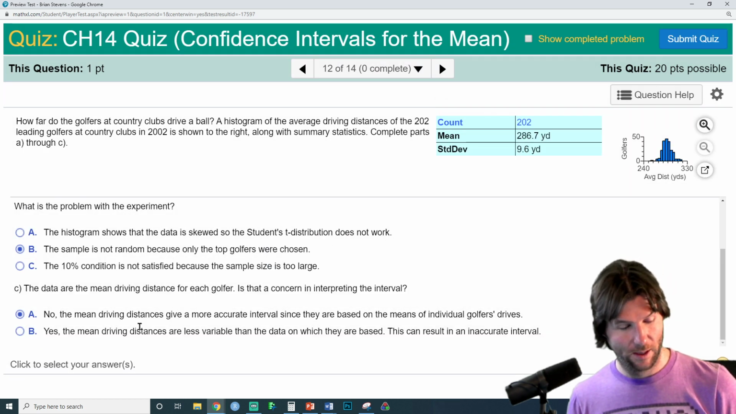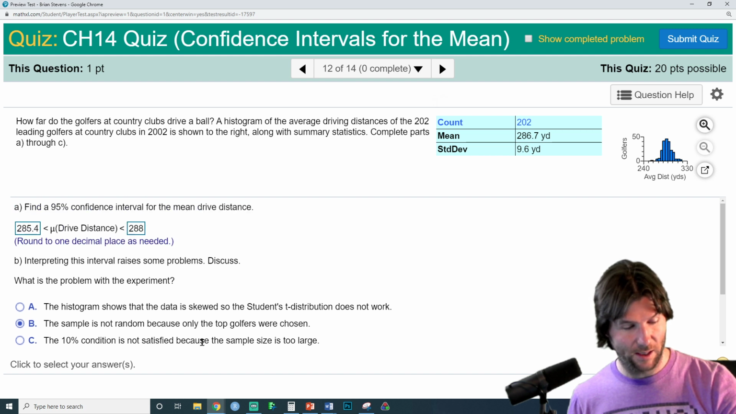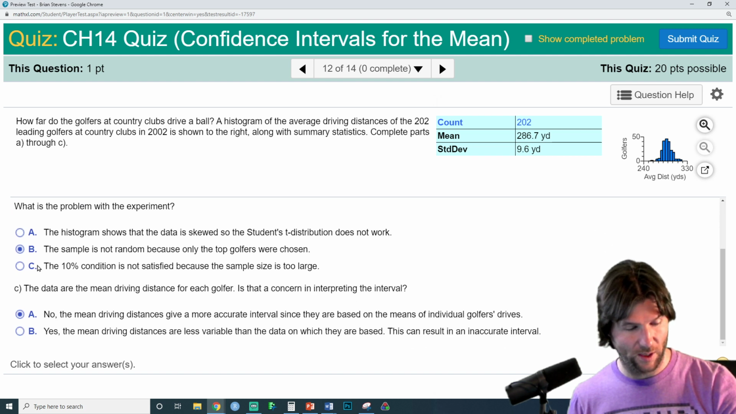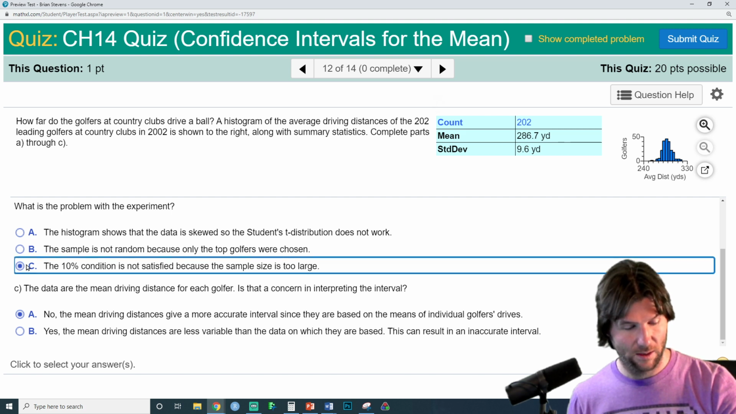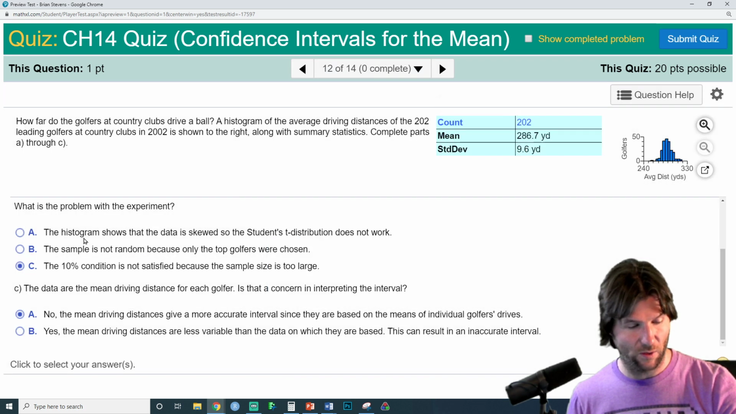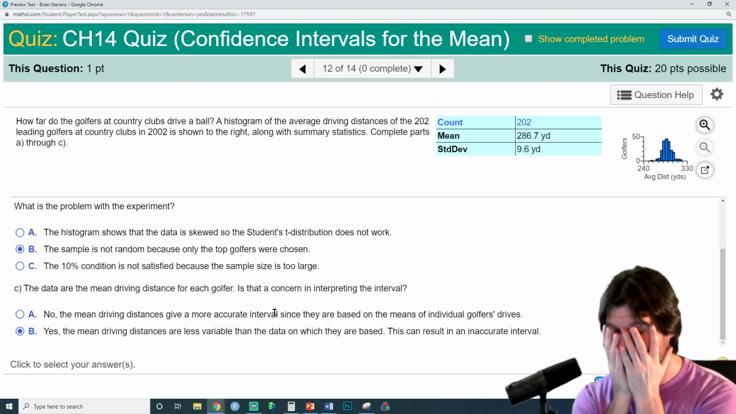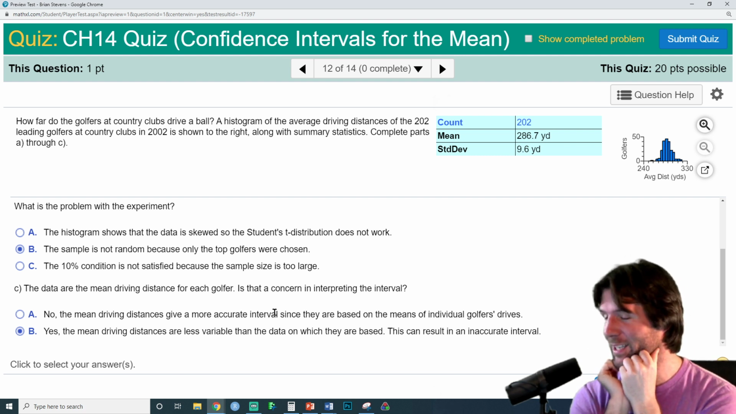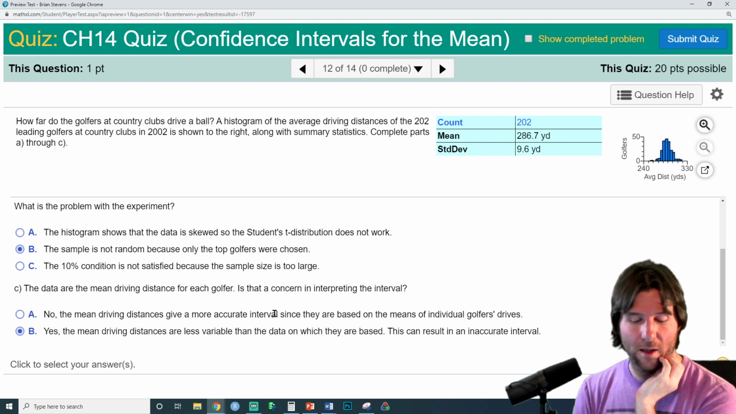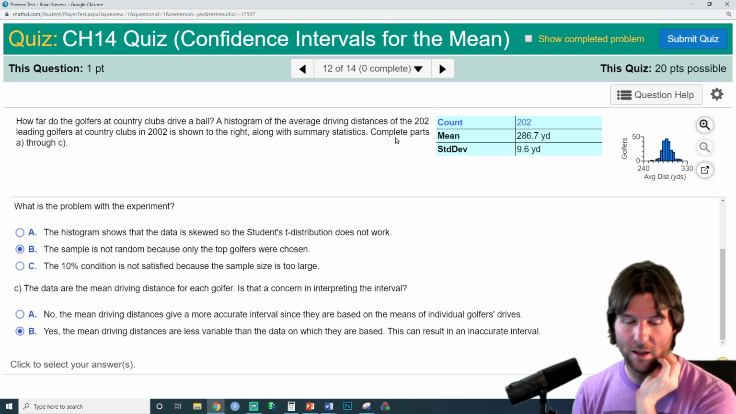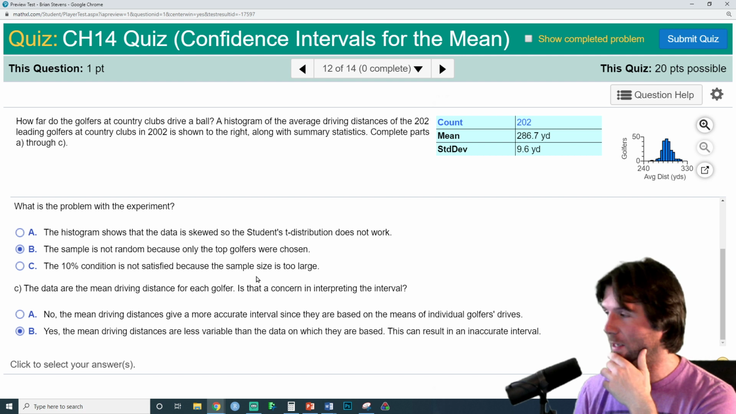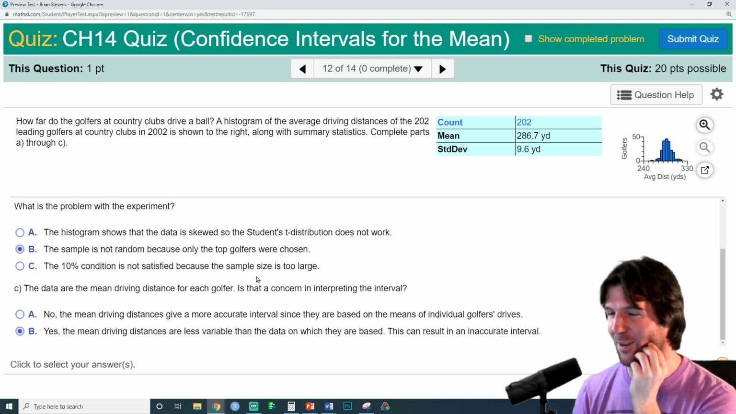Oh, wait. It looks like I got a typo up here because everything else is right. So the sample is not random because only top golfers were chosen. That's correct. And then this one should be correct also. Oh, wait. Is this a concern? You've got to read the questions carefully, everyone. It's so easy. I thought it said, is this interval accurate? Sorry about that. Read your questions slowly. That's my one mistake of the day.